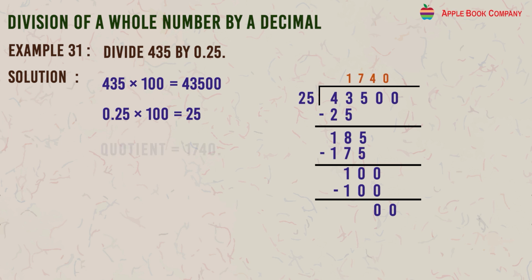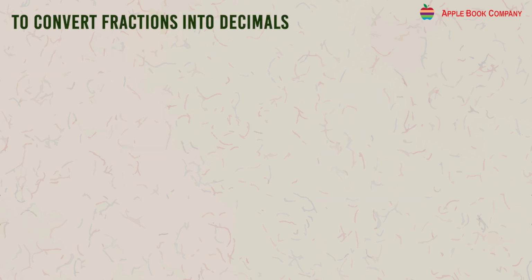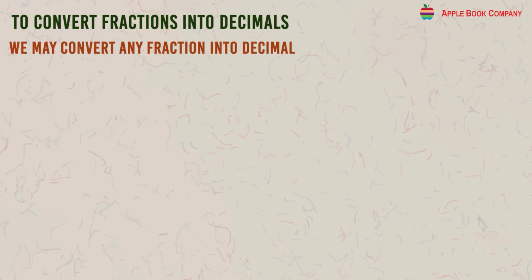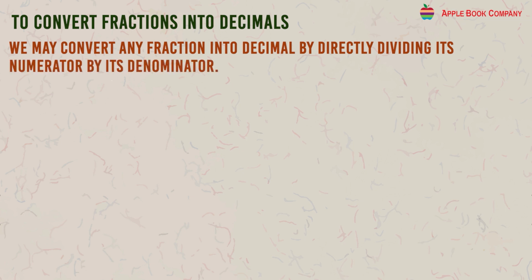We have 1740 as the quotient. To convert fractions into decimals, we may convert any fraction into decimal by directly dividing its numerator by its denominator. The following examples will make the concept more clear.